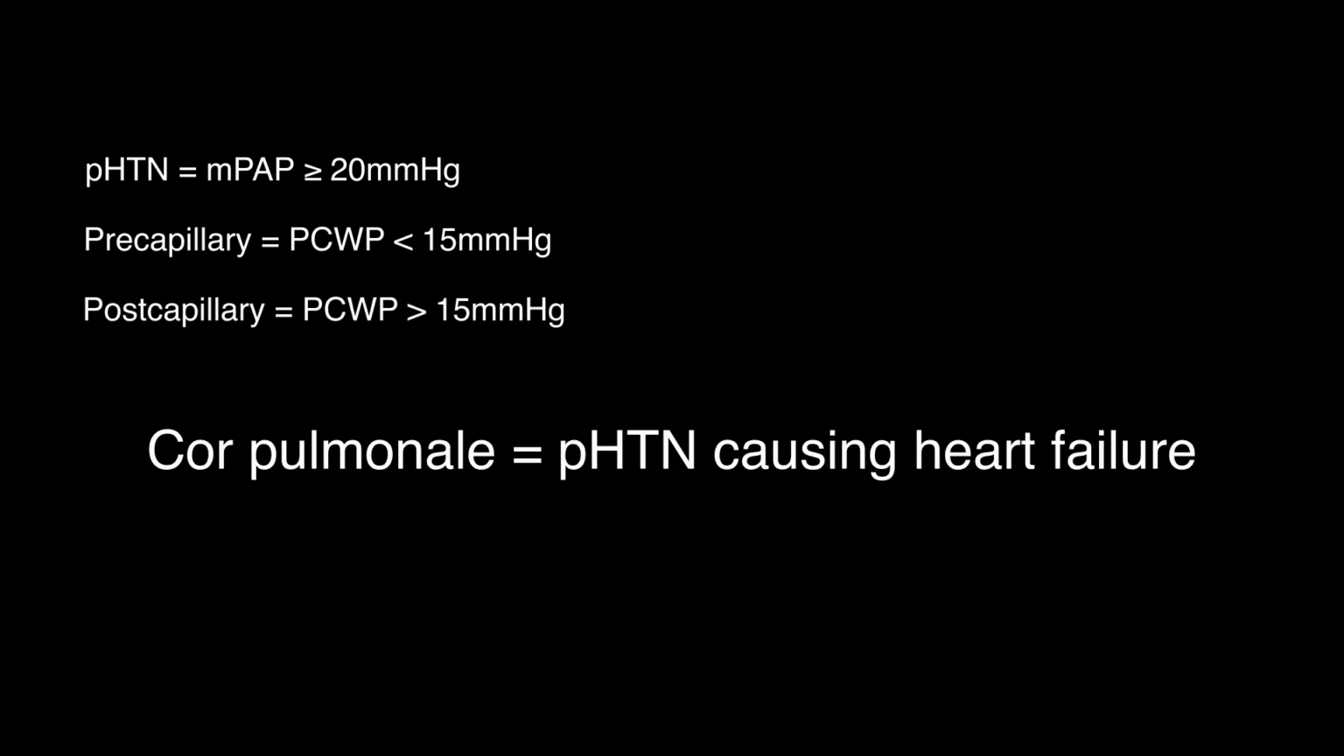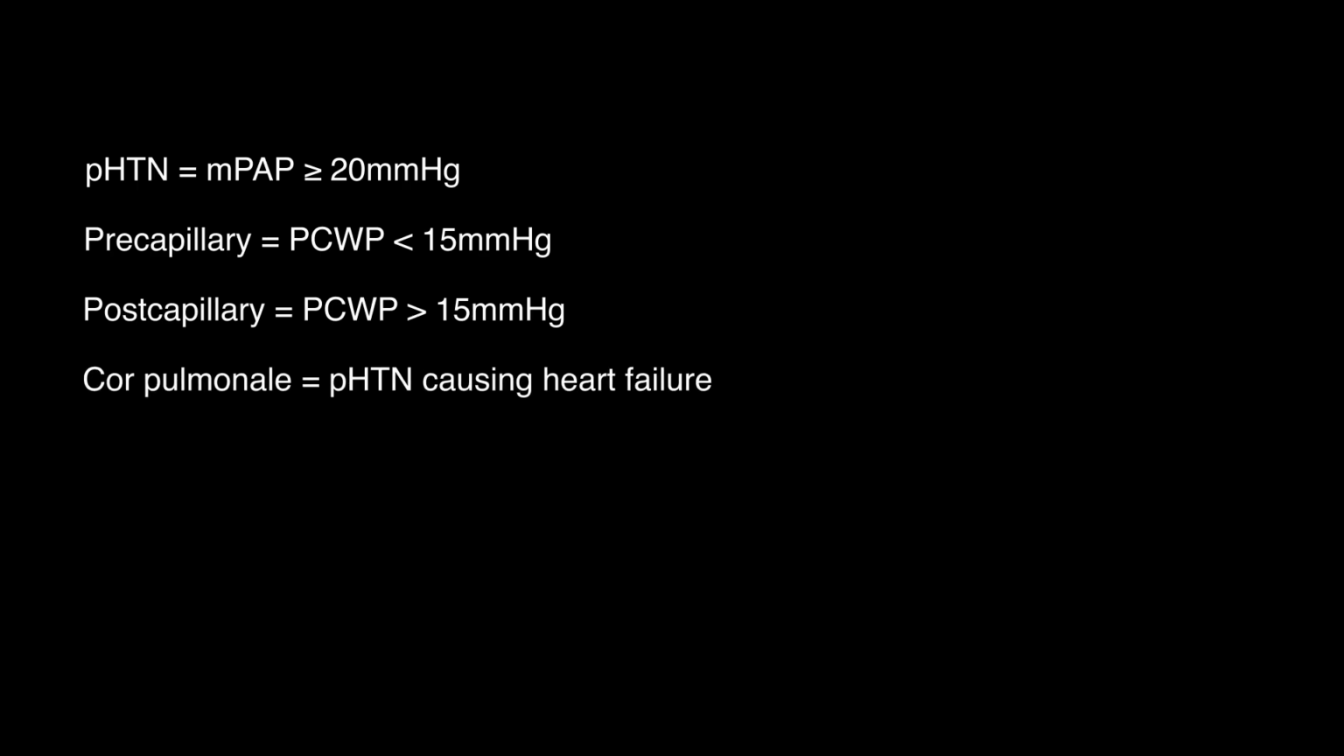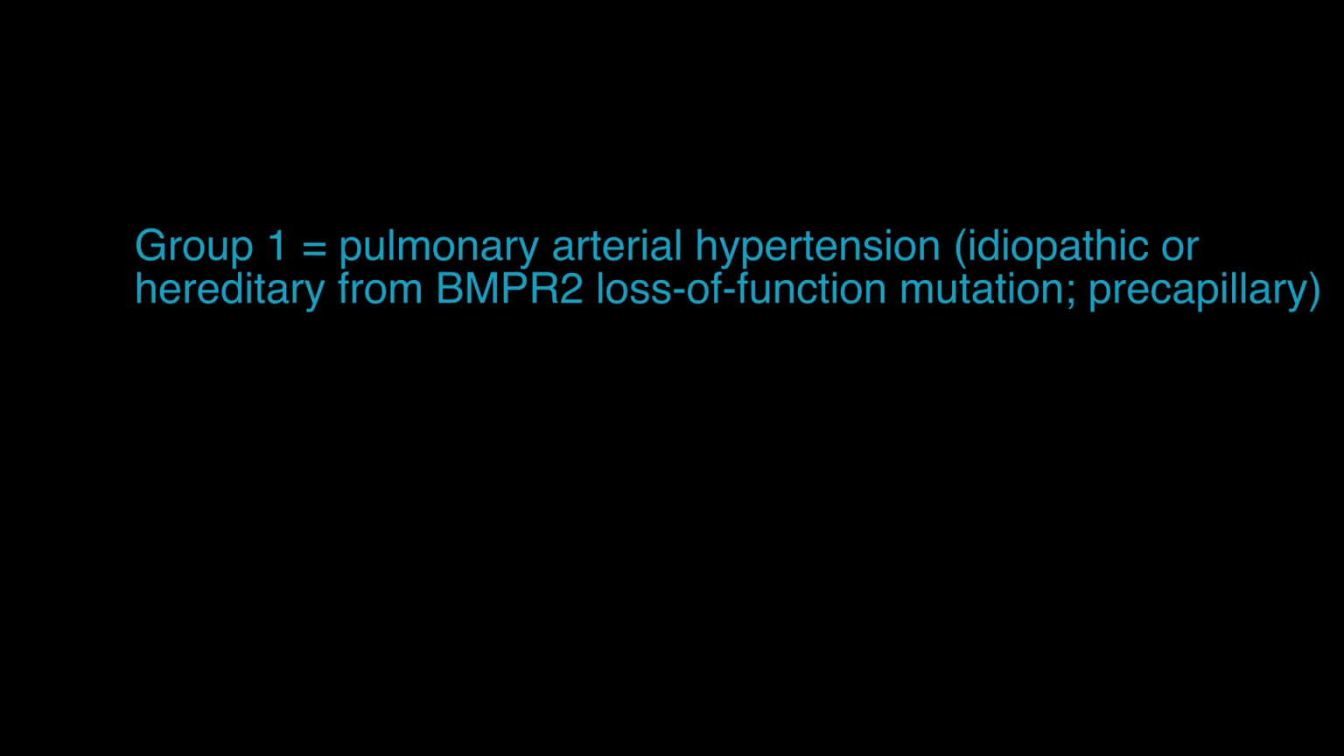Cor pulmonale is when the increased pulmonary vascular resistance causes right ventricular hypertrophy, which causes right ventricular failure. I think of this as the lung problem causes a heart problem. There's 5 major groups of pulmonary hypertension. Group 1 is pulmonary arterial hypertension. This is the idiopathic version, or it's hereditary. There's a couple other causes, but the main thing you need to know for this is that it's pre-capillary.